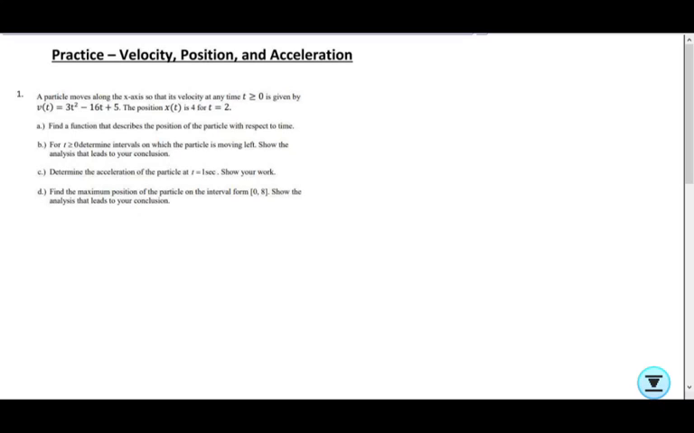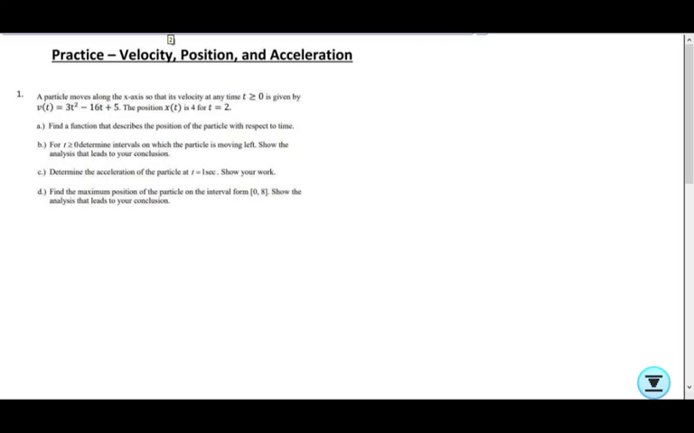Okay, so we're going to be doing particle motion today. In calculus, we talk about the relationships between velocity, acceleration, and position. For this problem, it starts off with asking us to find a function that describes the position of a particle with respect to time.